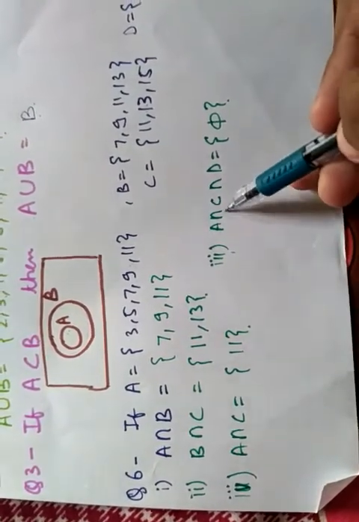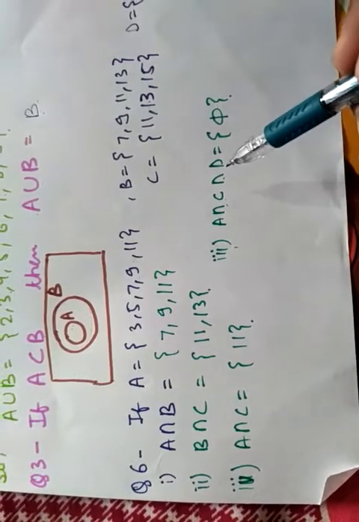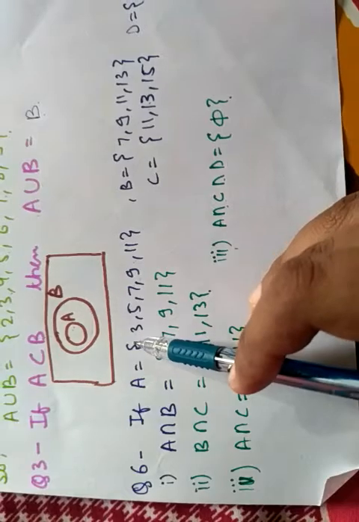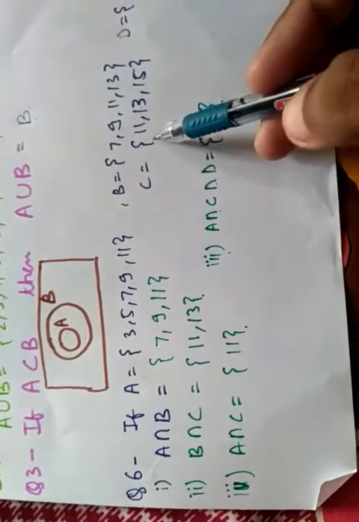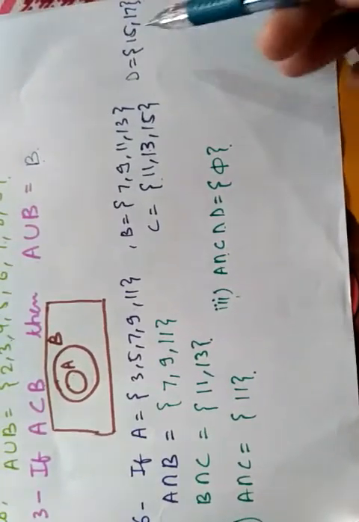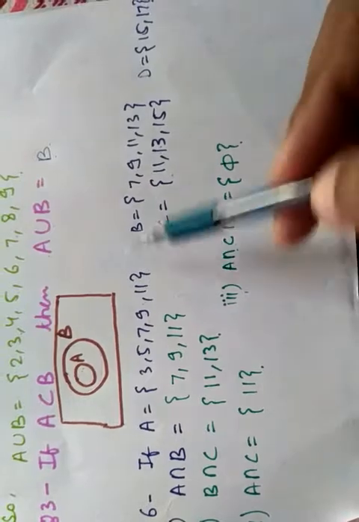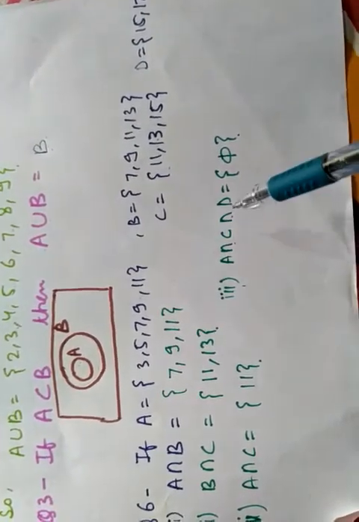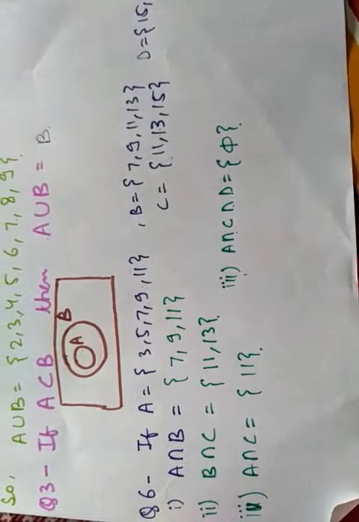Then the third part is A intersection C intersection D. That is, we have to mention those elements which are common in set A, set C and set D. Clearly, there is no element which is common in these three sets. So the intersection will come out to be the empty set.